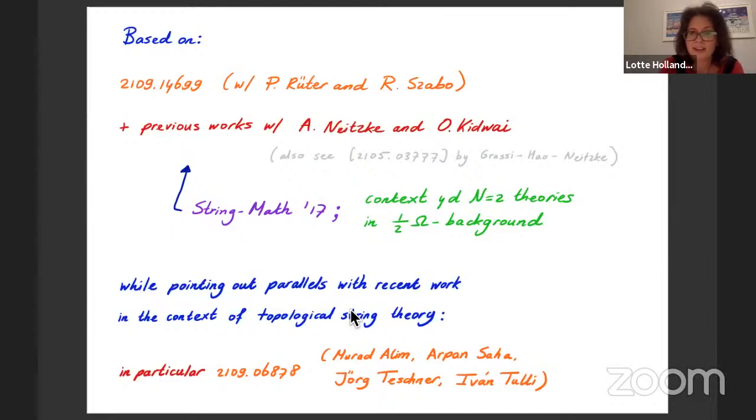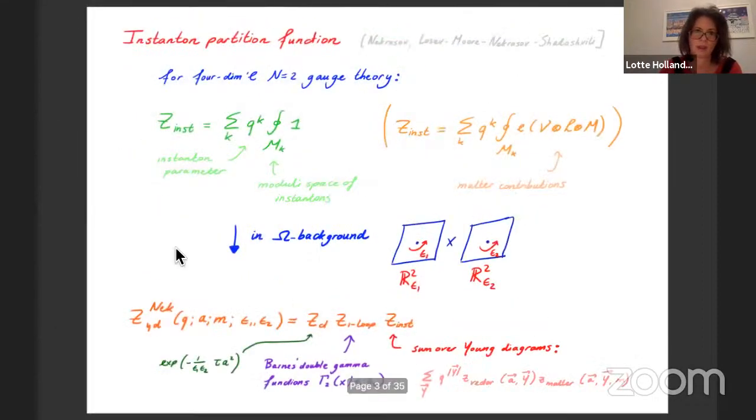In the meantime, there have been a lot of interesting developments in this area, and so what I want to do here is, as well as giving you an overview of this paper, point out parallels with some recent work, particularly in the context of topological string theory. So the main player in this talk will be the so-called instanton partition function. And just for those of you who are not so familiar with this object, let me give a brief introduction.